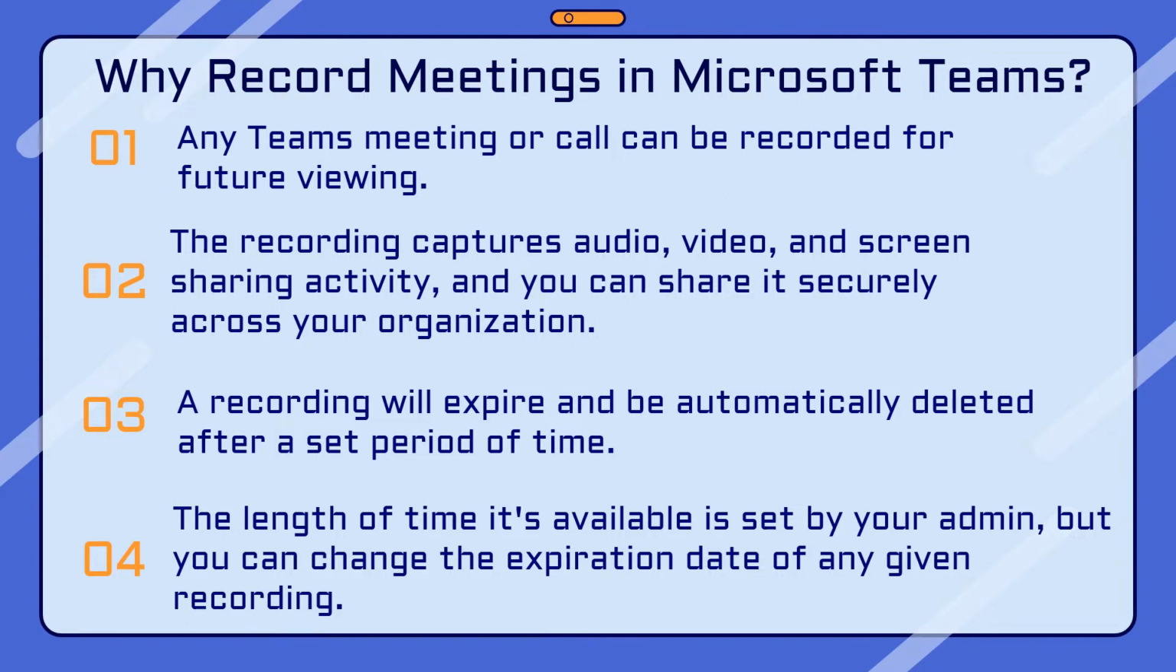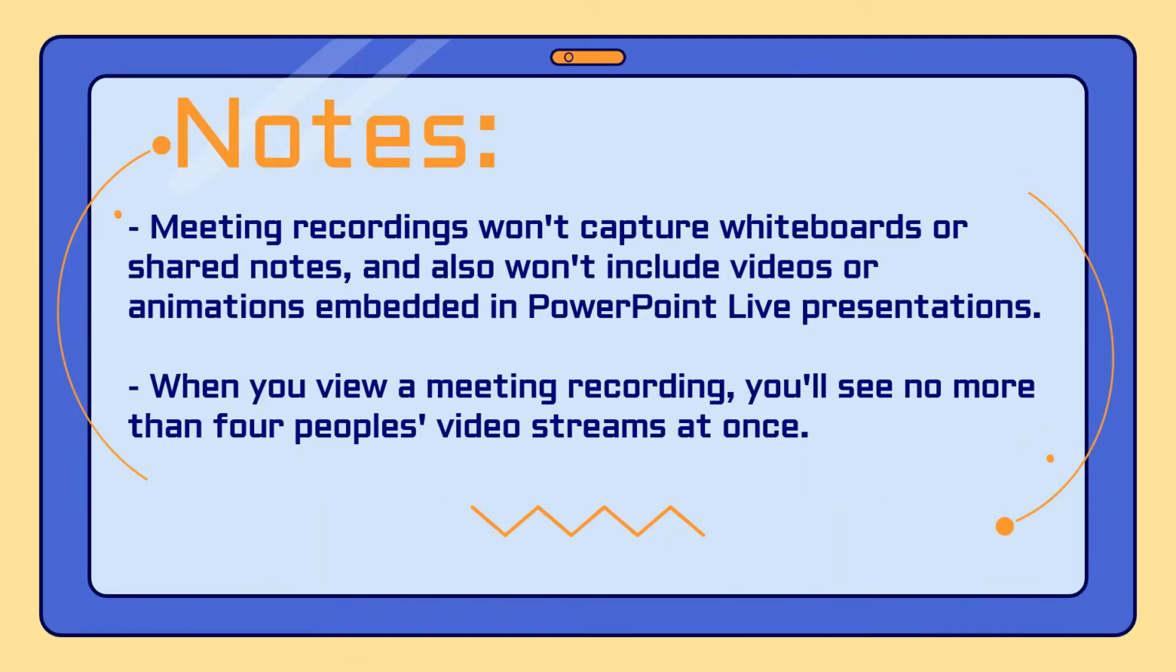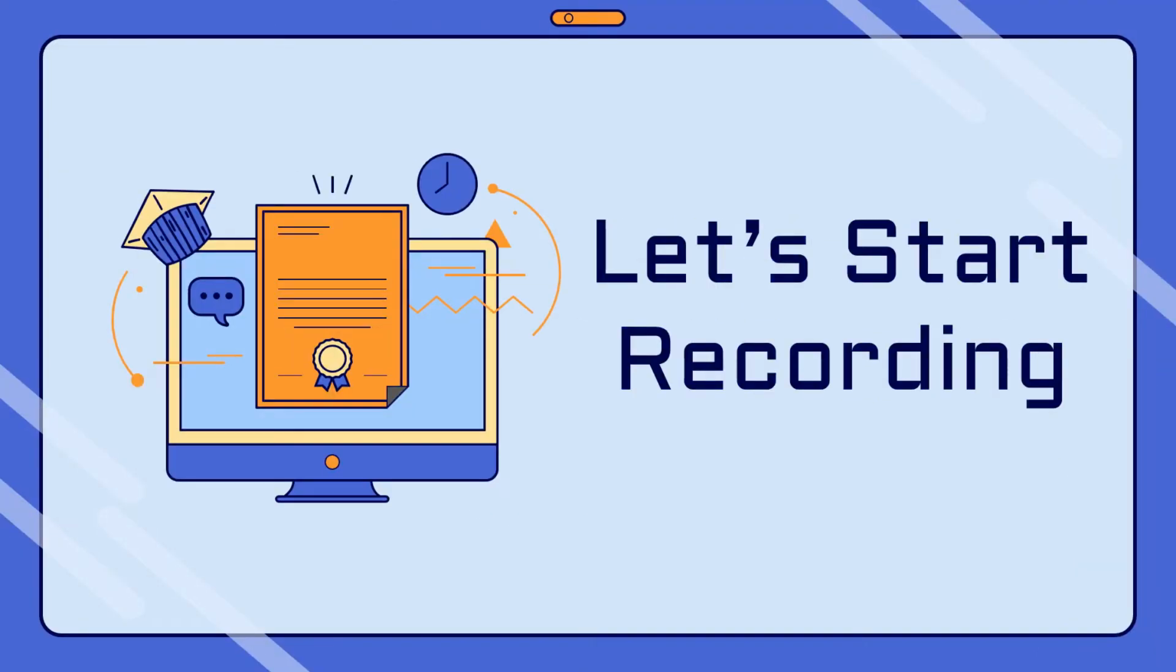of any given recording. Alright, so it's only here in Microsoft Teams where we can set expiration on our video recordings. There's a special note here. It says that meeting recordings won't capture whiteboards or shared notes and also won't include videos or animations embedded in PowerPoint live presentations. Another thing is that when you view a meeting recording, you'll see no more than 4 people's video streams at once. Okay, so let's start recording.